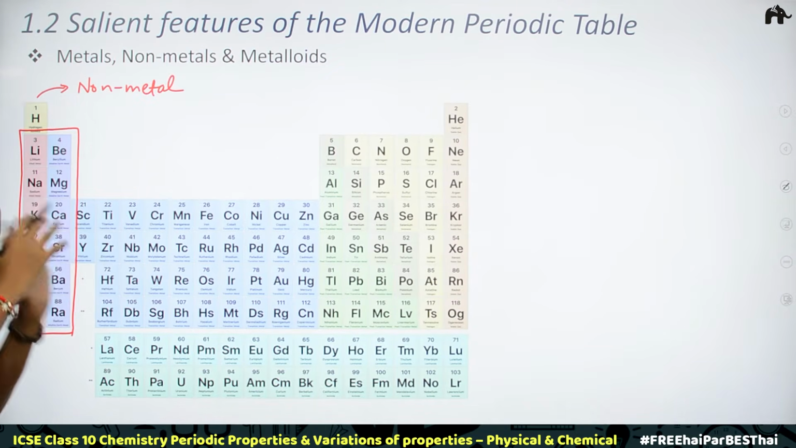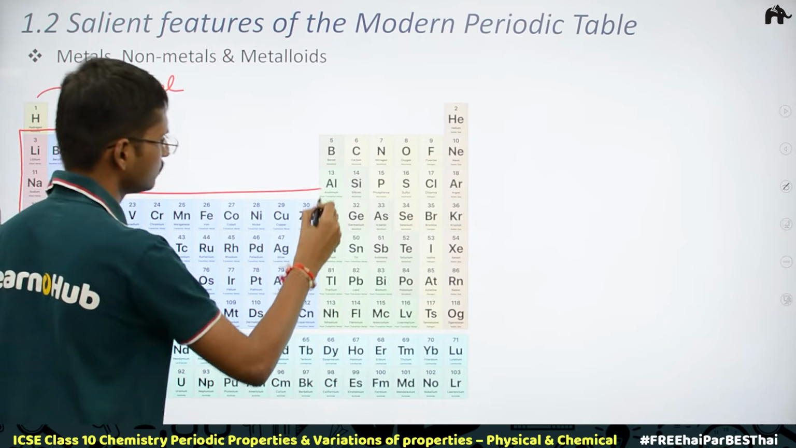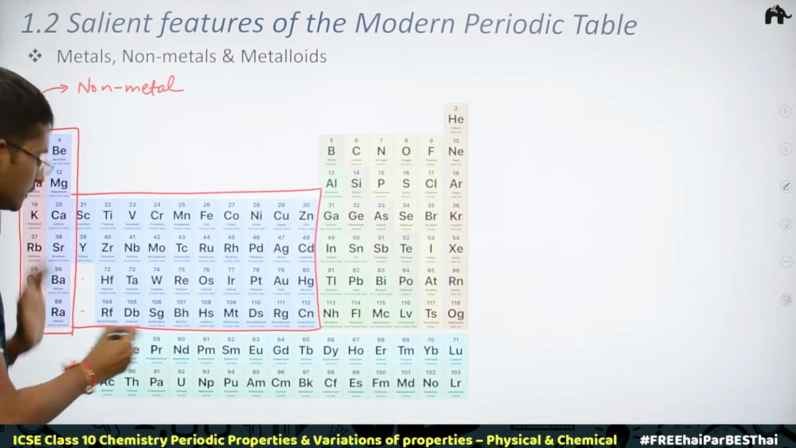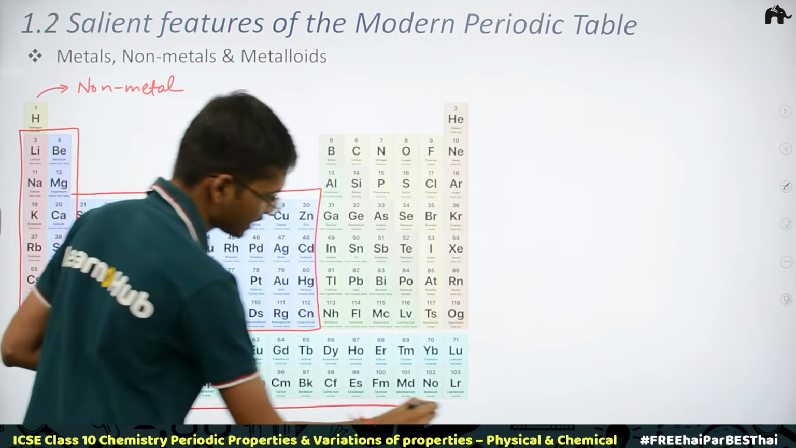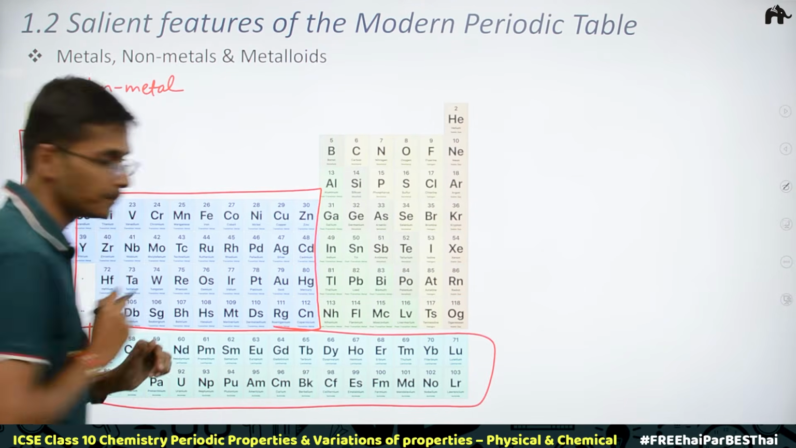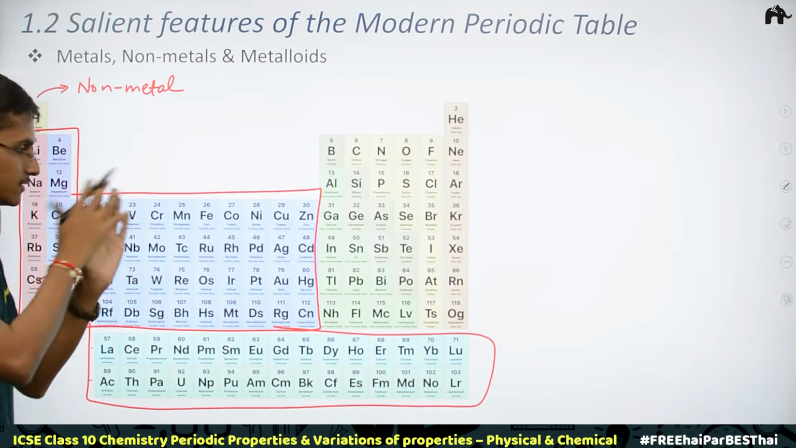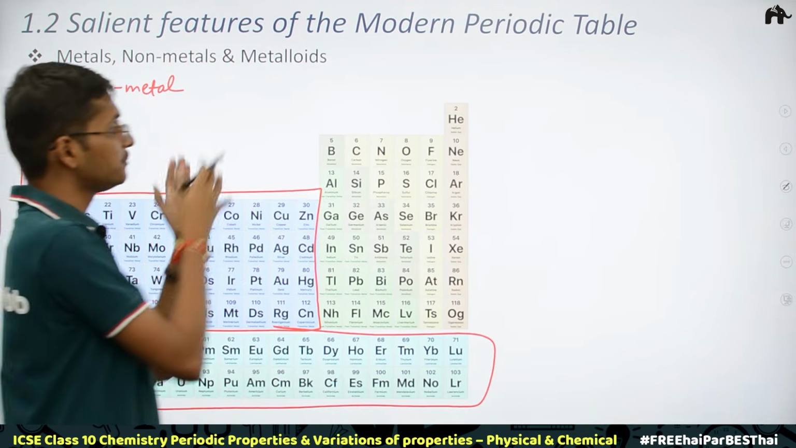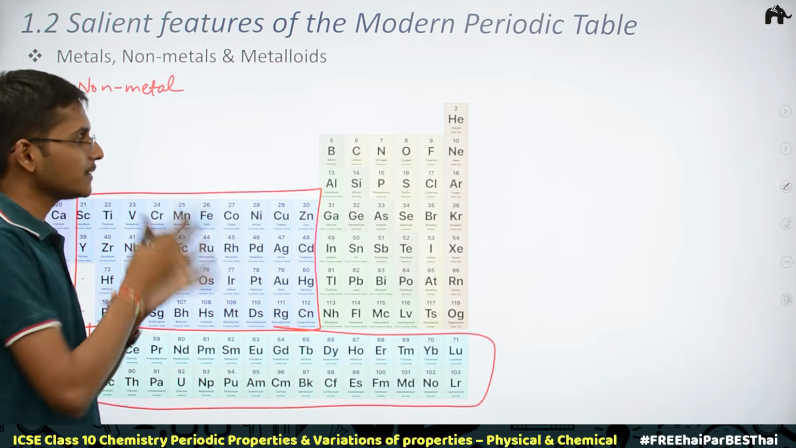Fine. Then all D block elements, as we know, are metals. We have already studied this while studying the groups. Then all F block elements as well are metals. Now, entire S, D and F block elements are metals. But in P block as well, there are some elements which are metals.